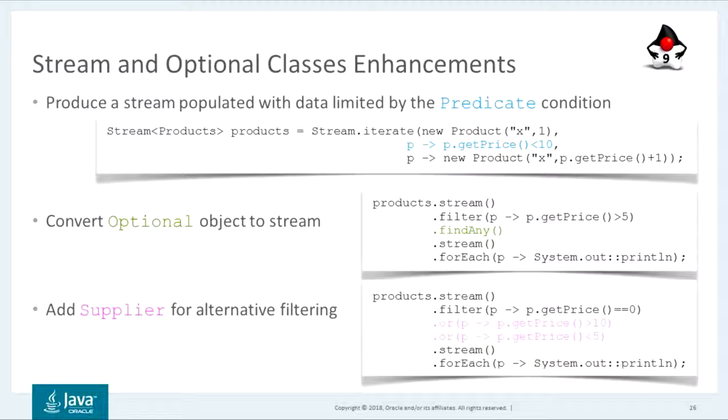Also, you may have alternative filterings. So, for example, in this case, I'm looking for products with a 0 price for whatever reason. That's my filter. Or I'm looking for products whose price is greater than 10 or less than 5. So I've got alternative filtering conditions allowing me to build that stream of alternative supply clauses. And build a stream out of them.